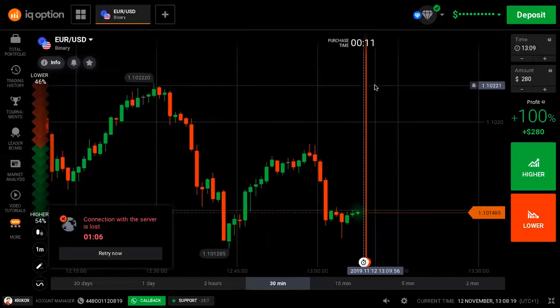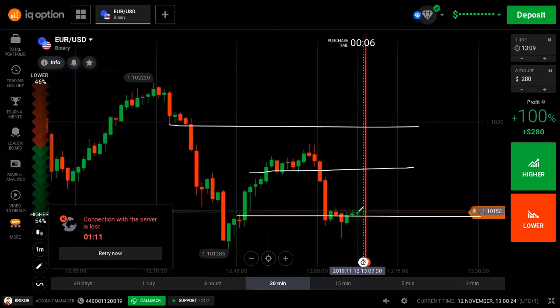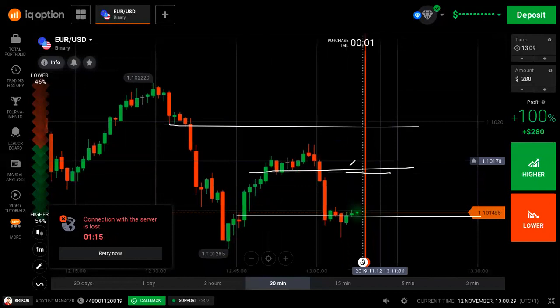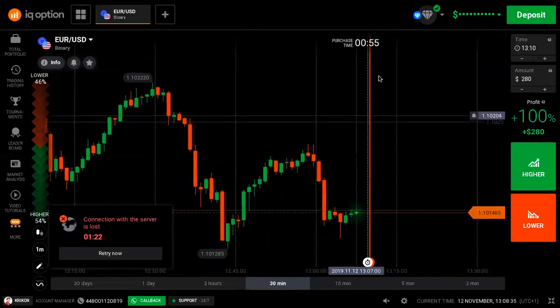Avoid it. Because if you have too many levels, you'll be confused. Even the market will confuse you, because you think the market will stop at this level, but it might not stop and go to this level. So which level are you going to trade? So avoid markets with too many levels.